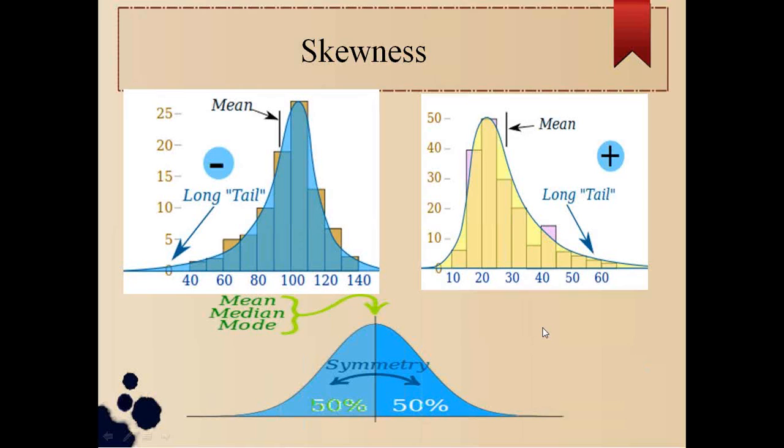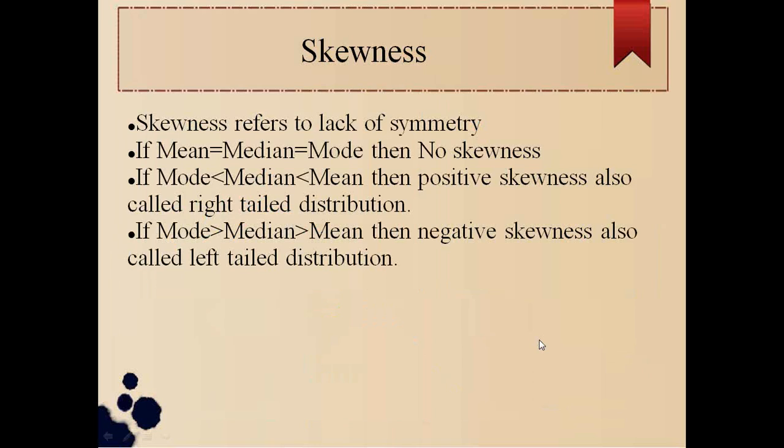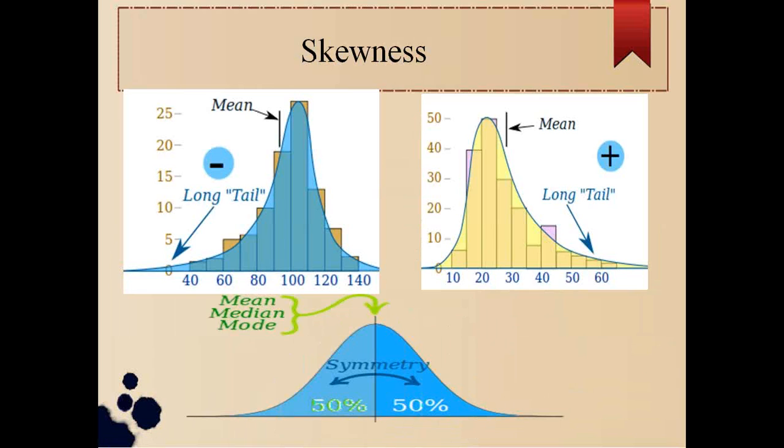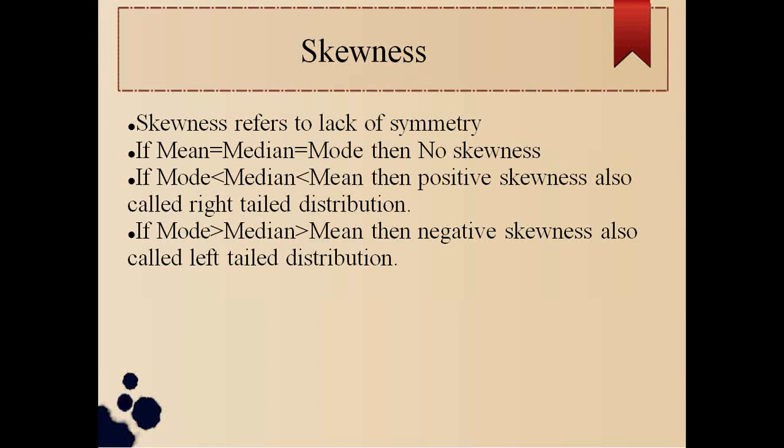And the formula is also simple. It's the difference between the mean and mode. So accordingly the sign will appear, and it will be negative skewness or positive skewness. And we also call them right tail distribution and left tail distribution. Yes, I will forward this presentation.